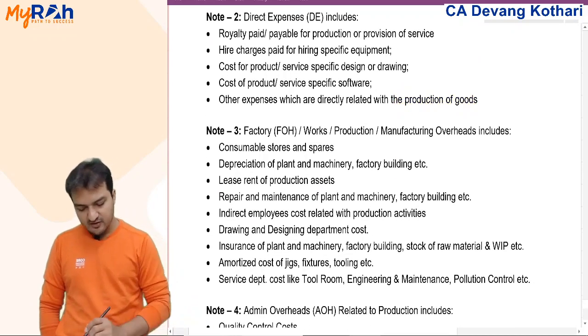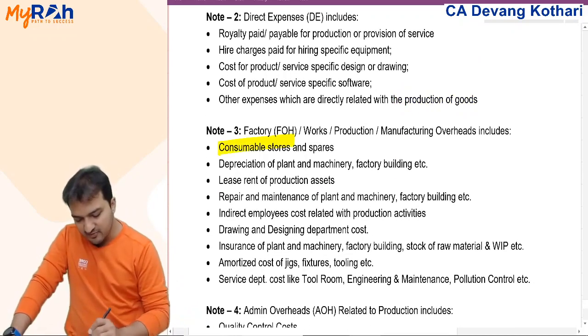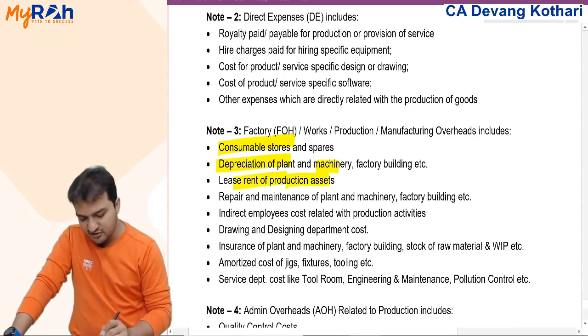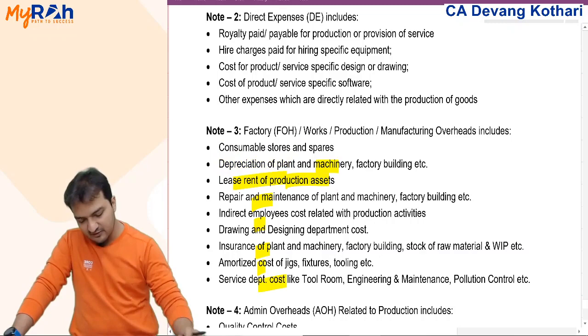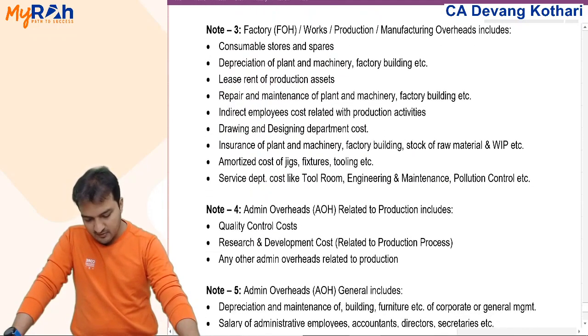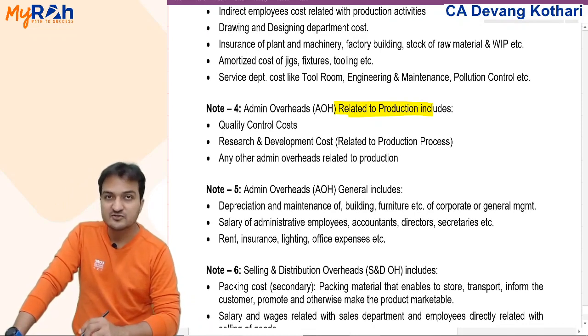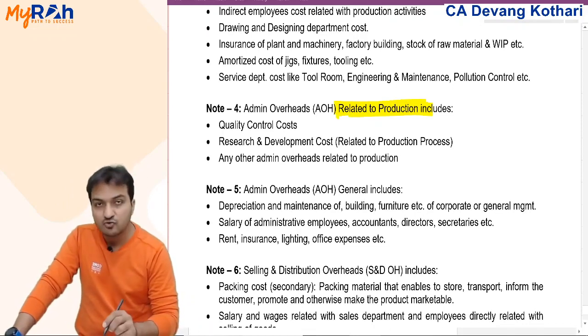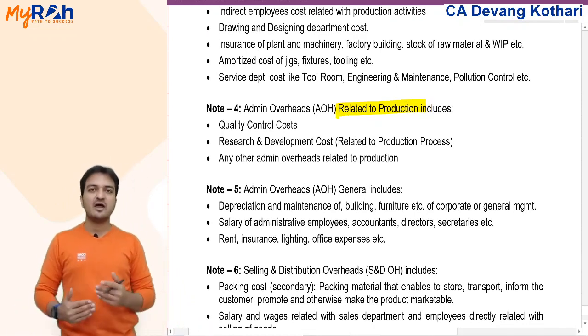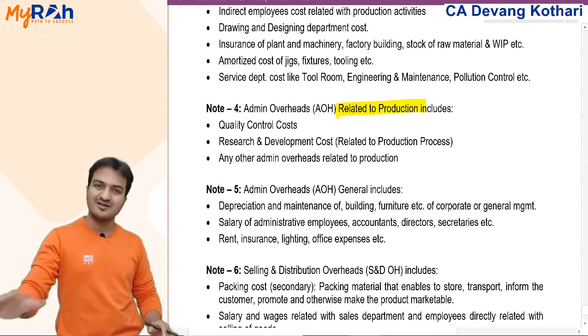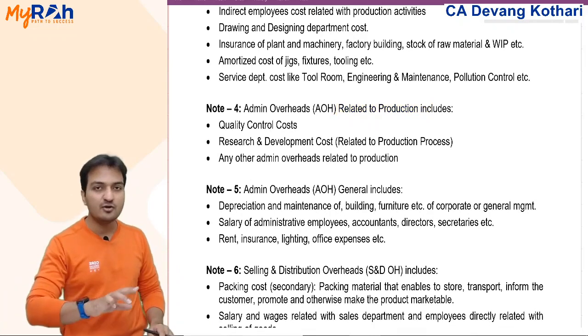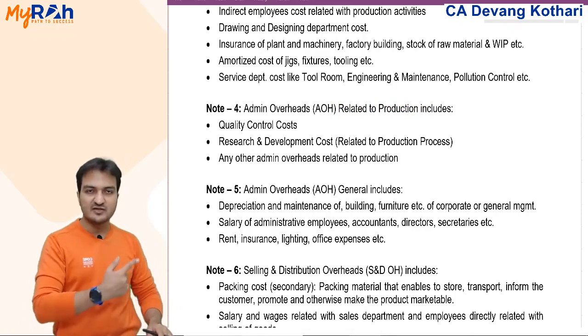Factory overheads, works overhead includes what? It includes consumable stores, depreciation of plant machinery and all, lease rent of the production assets, etc. That you can read. Admin overheads related to production includes what? Now this was new. Admin overheads related to production. I told you that certain admin overheads might be incurred on all completed units. I did not give examples. Now I give you examples.